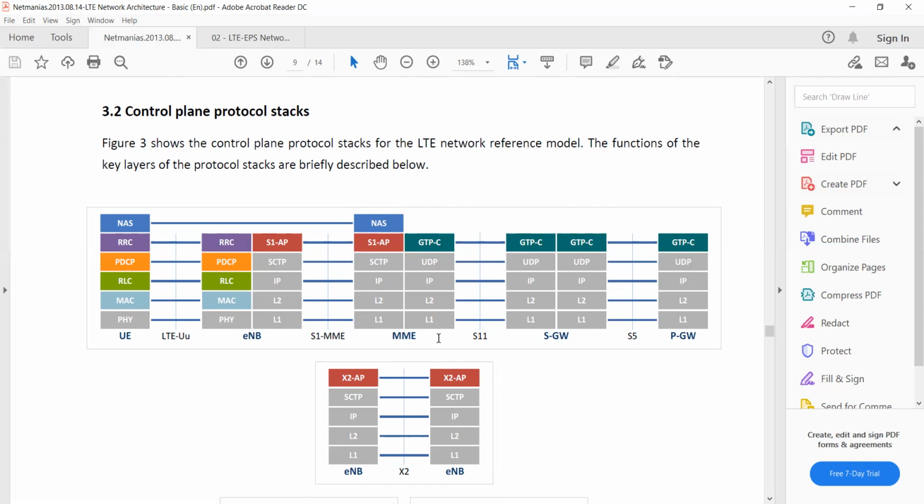Mostly all are the same. Only the interface is different. So you can draw first UE to eNode B, eNode B to MME, and MME to S gateway. That's enough. No need to write interfaces because we have already seen them in the architecture.